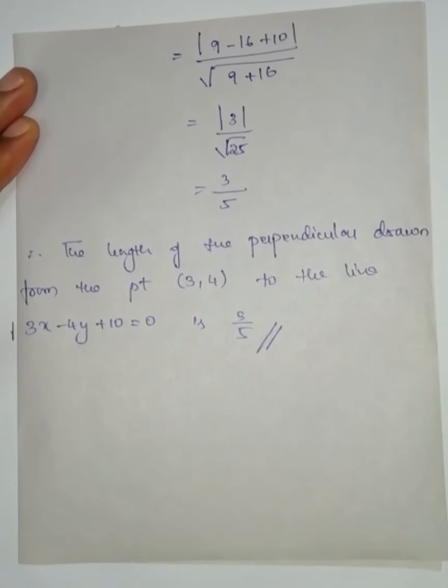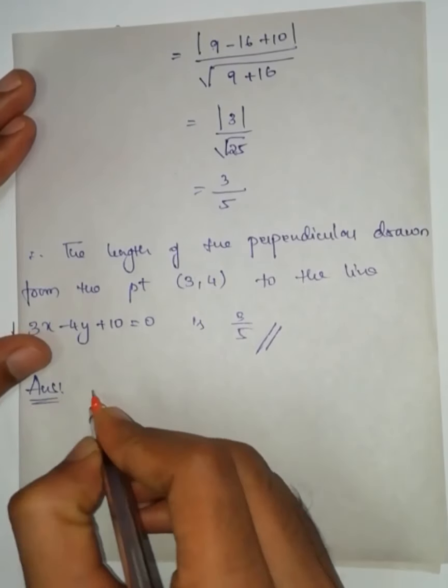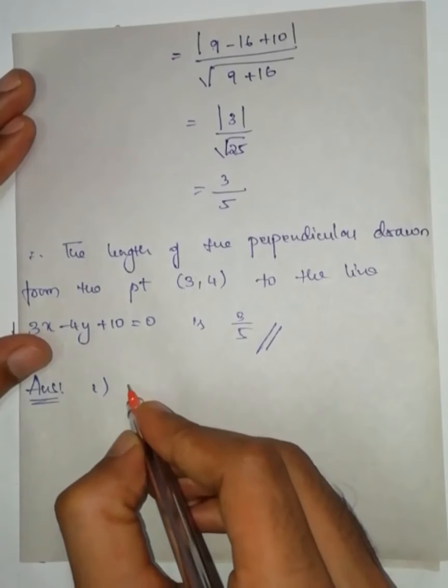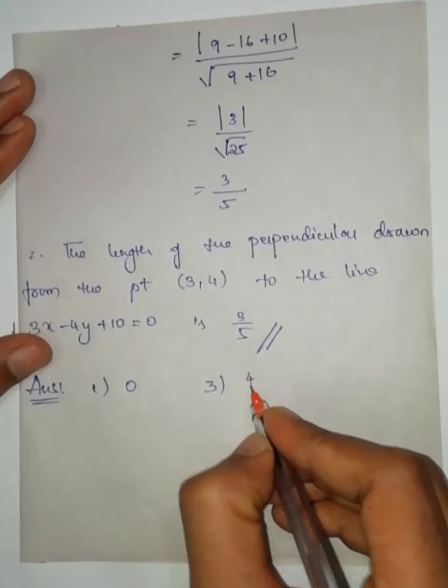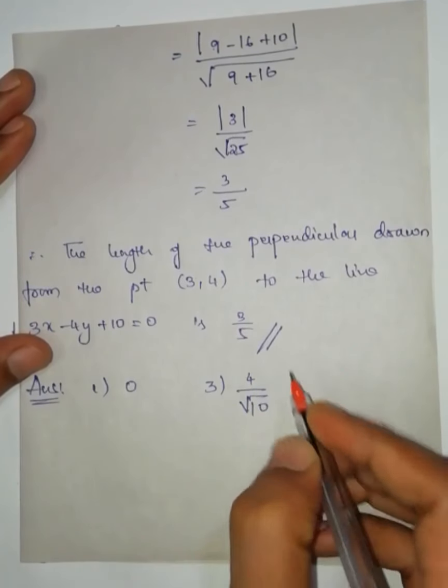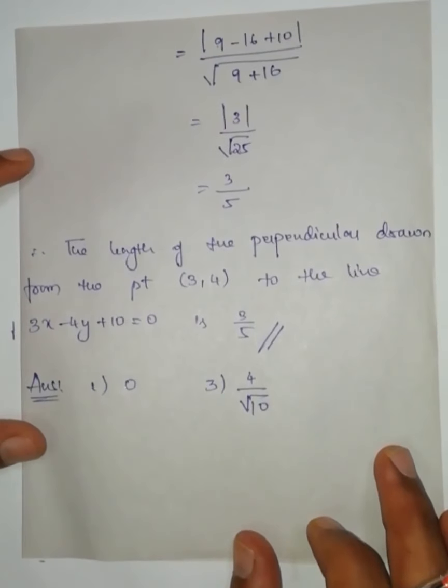Similarly, you have to solve the remaining two, and the answers for the remaining two I am writing here. The first one is 0 and the third one is 4 by under root 10. The first one and the third one answer I have written here.